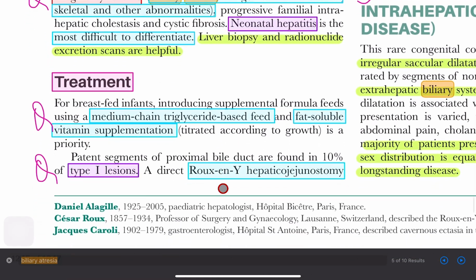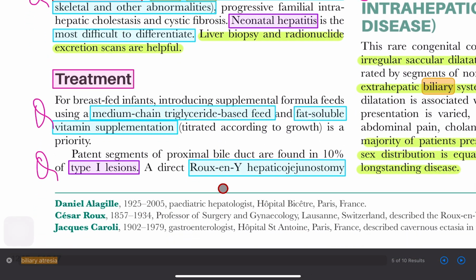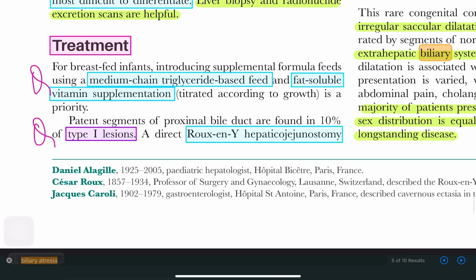In treatment, the medical treatment is a medium chain triglyceride based feed. It is medium chain; mostly in MCQs they will change it to long or short. So remember, it is a medium chain triglyceride based feed and fat-soluble vitamin supplement. Medium chain triglycerides are directly absorbed, that's why it is medium chain.